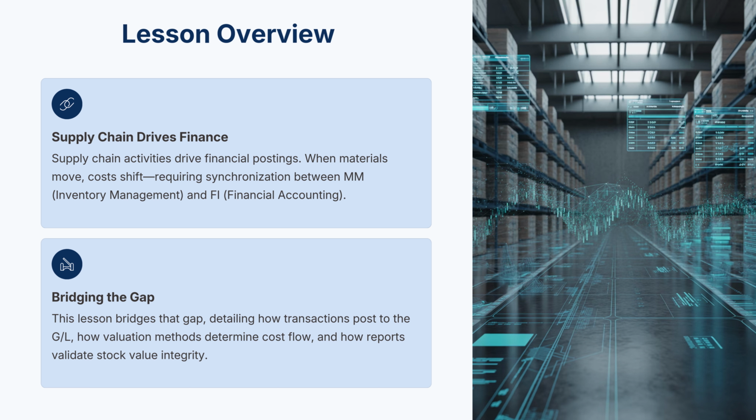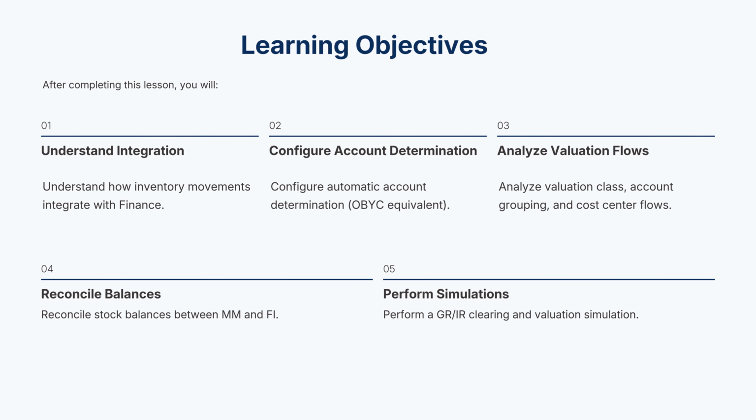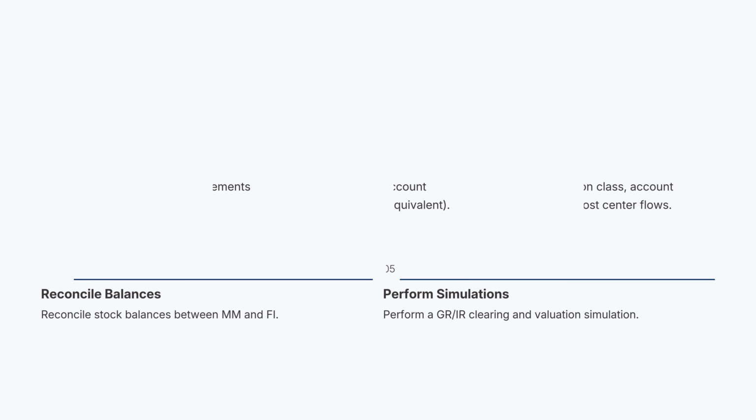We'll examine how valuation and account determination work behind the scenes, enabling accountants and supply chain teams to speak the same financial language. By the end of this lesson, you'll be able to understand the flow of inventory movements to finance, configure automatic account determination, interpret valuation logic, reconcile stock values between MM and FI, and perform GRIR and valuation simulations, all aligned with the CS4CSC exam expectations.